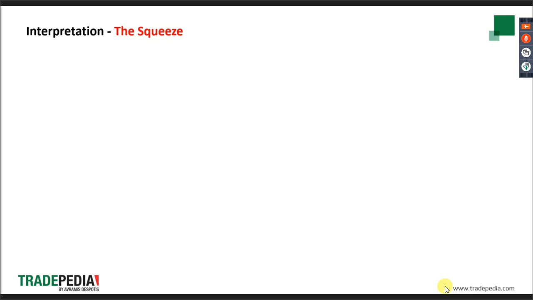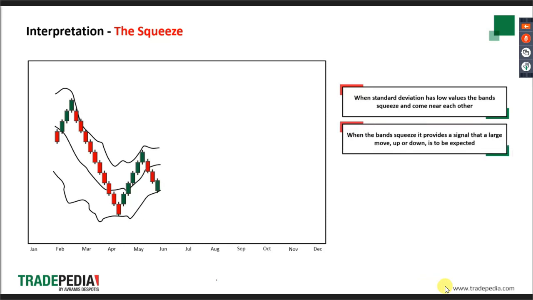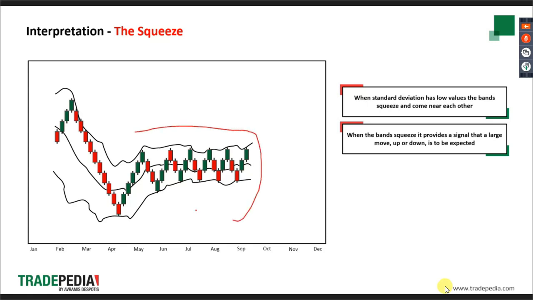Okay, so how do you interpret the usage of the Bollinger Band? One of the most popular ways to interpret the bands is using the squeeze. When standard deviation has low values and the bands are in a squeeze, they come near to each other, like right here. So this implies low volatility.